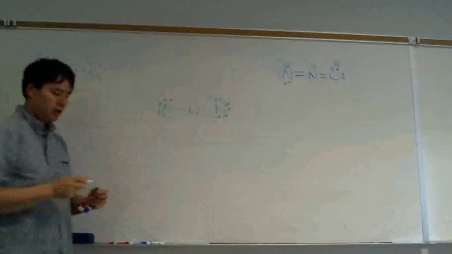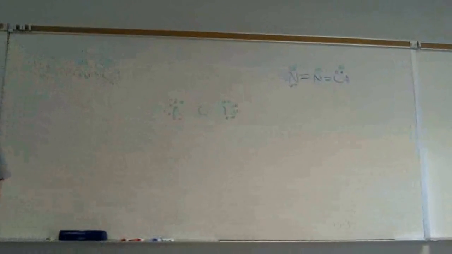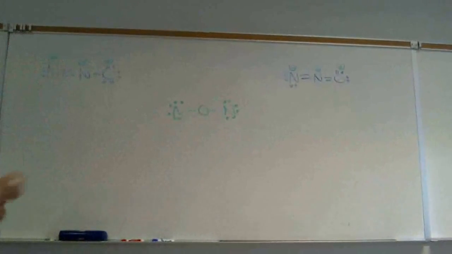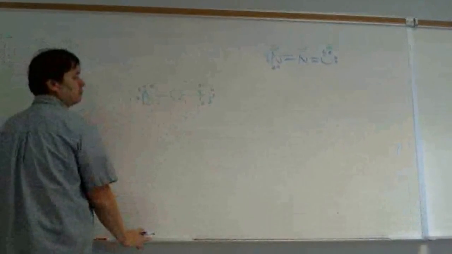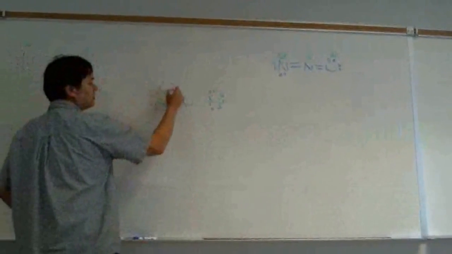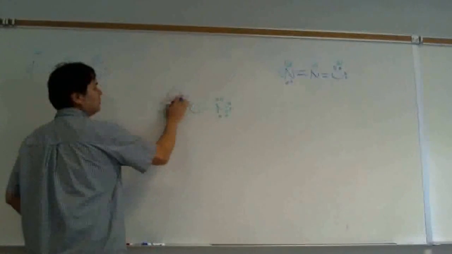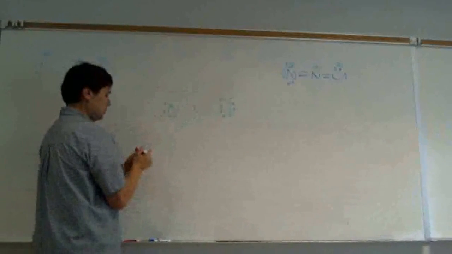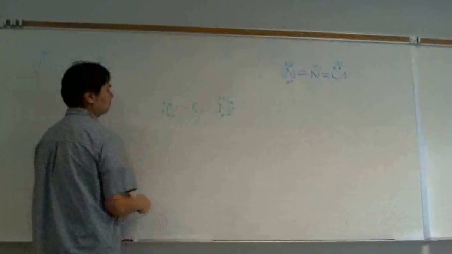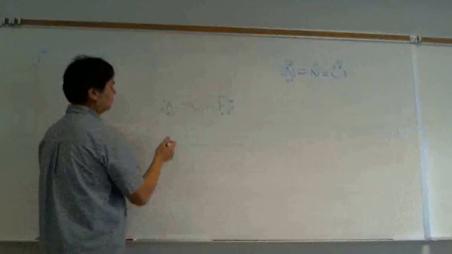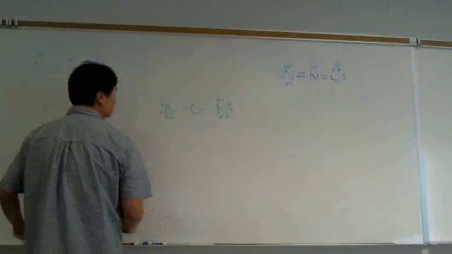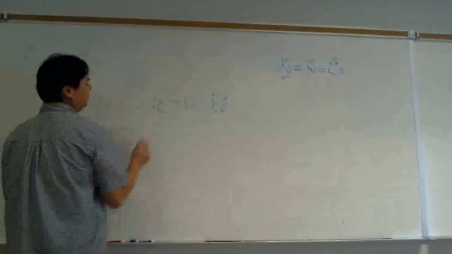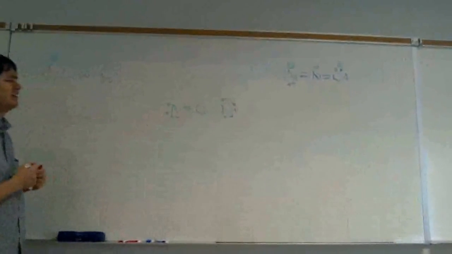Okay, once again, oxygen doesn't have an octet, so what do we have to do? Yeah, in this case, which nitrogen do we pick? Either one. So let's take this one. So we do that, and we get a double bond here. But it's still not complete.